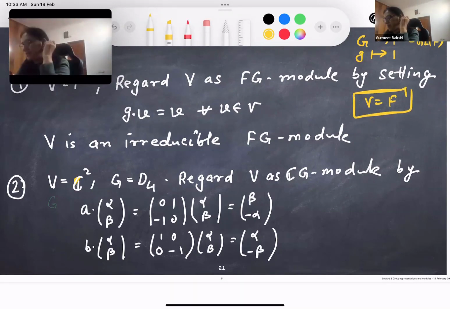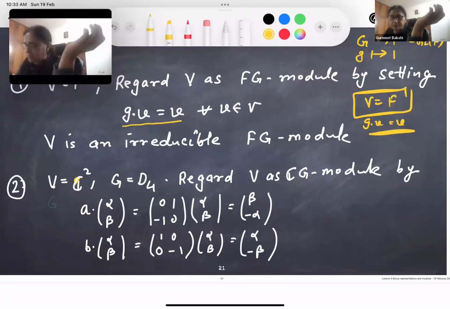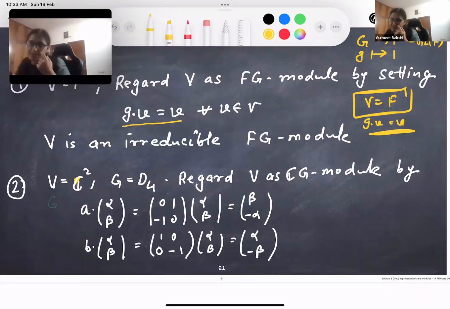How is it regarded as an FG module? g dot v is v, because g goes to 1, the identity, and so this is the trivial FG module. So the module you get from the trivial one-dimensional representation is F as a trivial FG module. And F as a trivial FG module is irreducible. You can prove it yourself because it is just one-dimensional over F, and that the trivial representation is irreducible is clear. So you see that it corresponds.